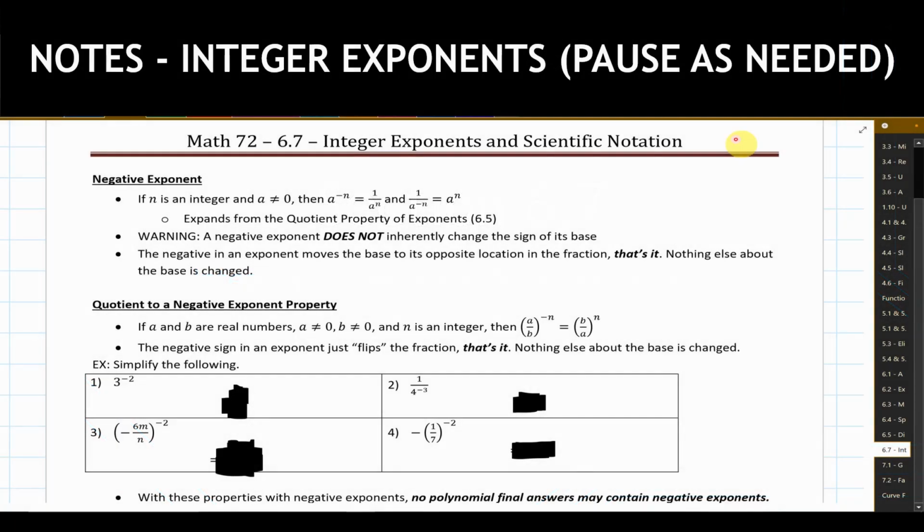So today we're going to be looking at the 6.7 material. It's working with integer exponents and the scientific notation. So we're going to try and split these up into two subparts of this overall section and look at them individually before we bring them all together. So the first part that we have is working with the integer exponents.